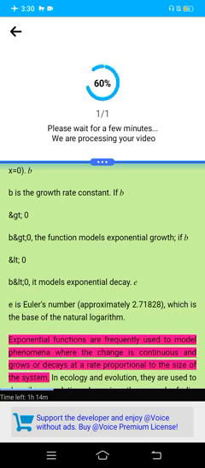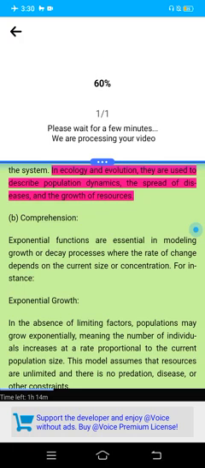Exponential functions are frequently used to model phenomena where the change is continuous and grows or decays at a rate proportional to the size of the system. In ecology and evolution, they are used to describe population dynamics, the spread of diseases, and the growth of resources.